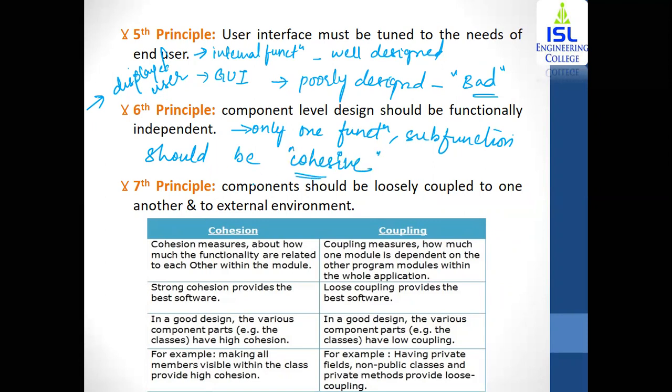Then the seventh principle is components should be loosely coupled to one another or to the external environment. Now, coupling stands for how interdependent the different modules within the software are. That is, suppose there are first, second, third, and fourth components.